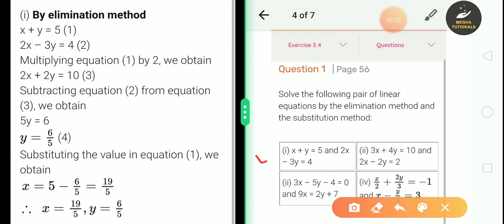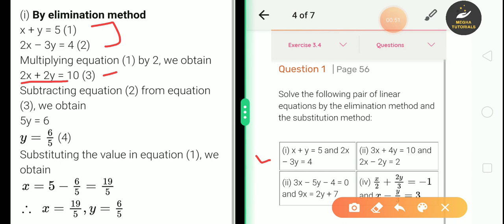In the first question, the equations are x plus y is equal to 5, equation 1, and 2x minus 3y is equal to 4, equation 2. Now in both equations, the coefficients of the variables are not the same, so we need to make them the same. Multiply equation 1 by 2 so that the coefficient of x in both equations will be the same. After multiplication, we get the new equation 2x plus 2y is equal to 10. Write this as equation 3.